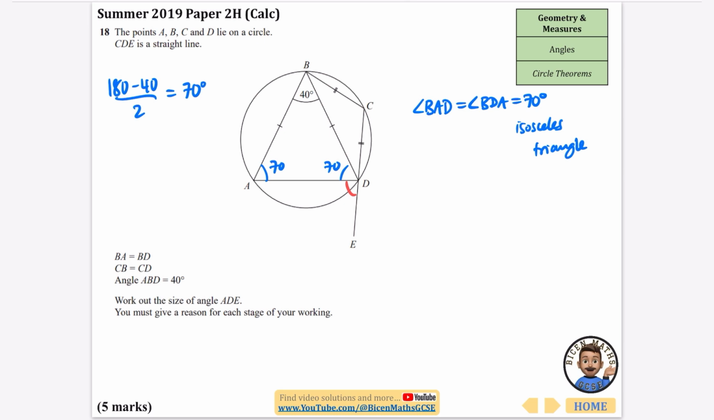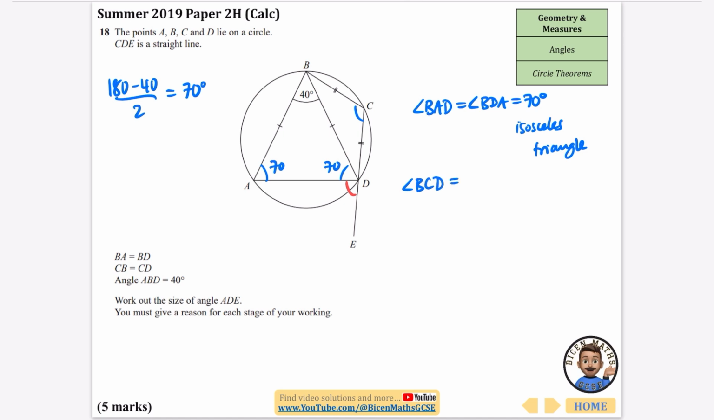Now I'm going to think about what other angles I could find out. I don't think I can do the alternate segment theorem because I don't have a tangent. I can't do the tangent and radius because I don't have the tangent. But I do have this shape. I do have ABCD. ABCD is a cyclic quadrilateral, which means the opposite angles in a cyclic quadrilateral are equal to each other. So I can work out what angle BCD is.